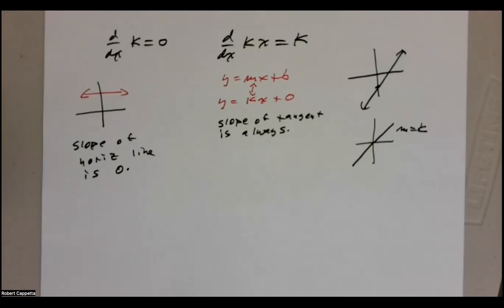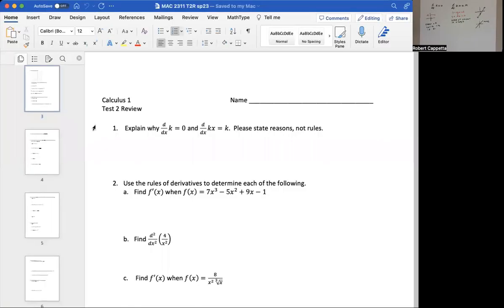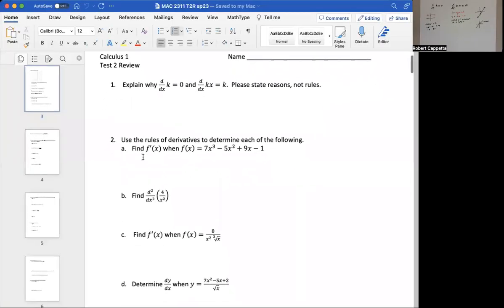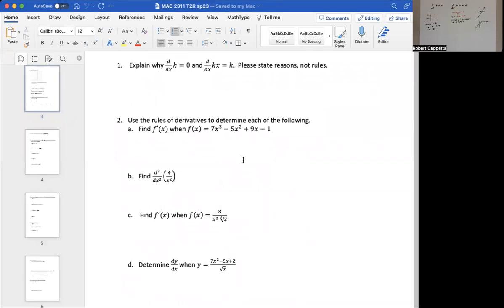Right, pulling up our second question. Use the rules of derivatives to determine these things. So let's look at it. What do I have first? I have f of x is 7x cubed minus 5x squared plus 9x minus 1, and I want to find f prime of x.